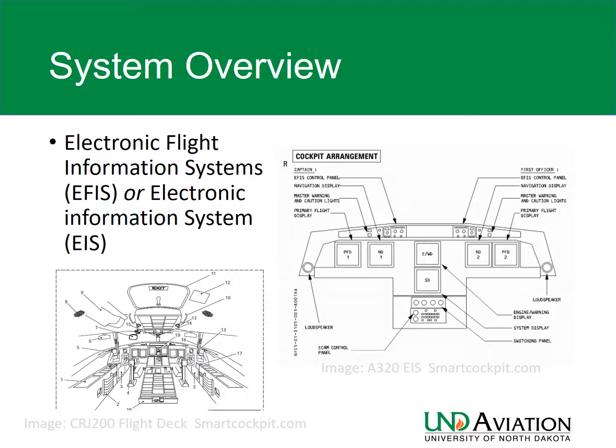The upper ECAM is called the engine warning display. That's where engine gauges are. That's where our failure messages will show up. We have our flap indications, and some other information will show up on that. And then our lower systems display is where our variety of systems pages of hydraulics or anti-ice or air conditioning or whatever it might be would show up on that page.